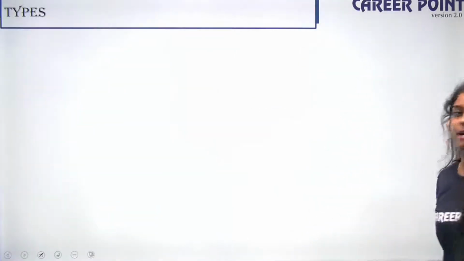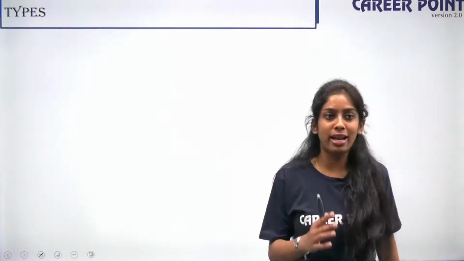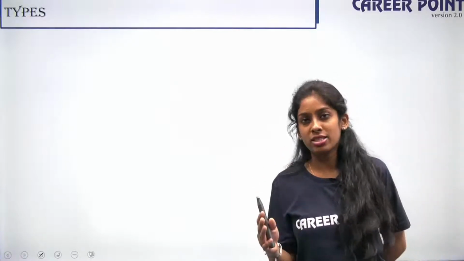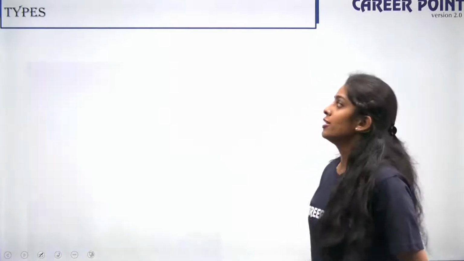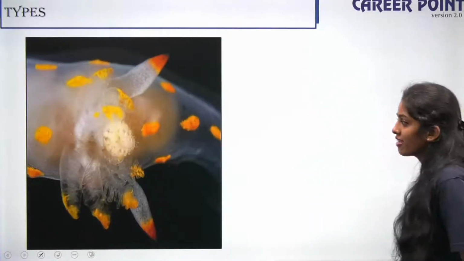So one more example that you know is your malaria. Yes, it's your Plasmodium. So first it needs a mosquito, then it needs a human, right? So what are the types of parasitism? So you have ectoparasite and you have endoparasite.